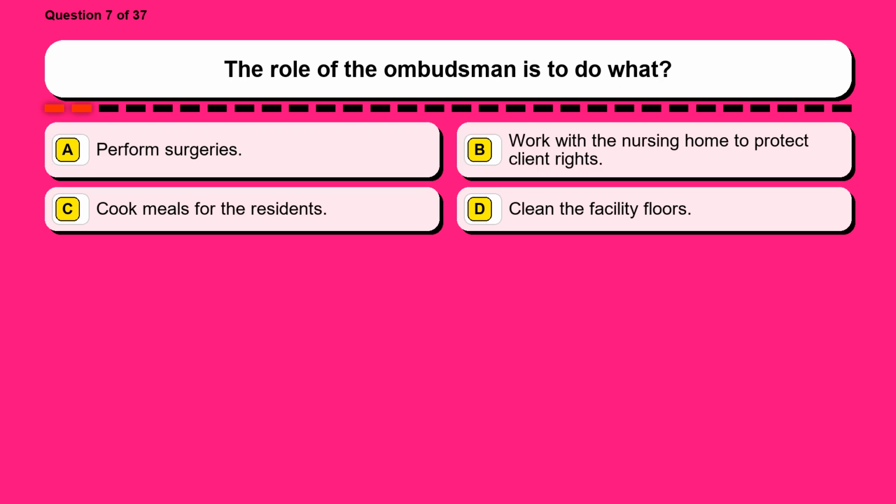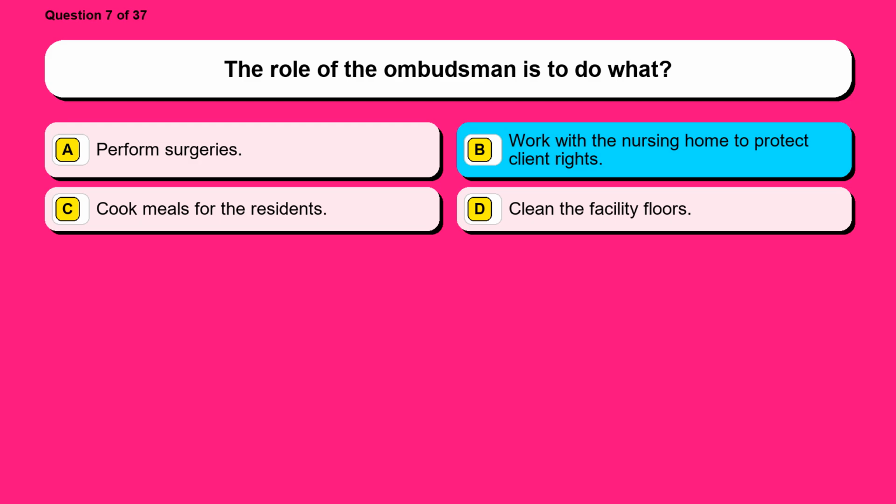Question 7. The role of the ombudsman is to do what? Option A. Perform surgeries. Option B. Work with the nursing home to protect client rights. Option C. Cook meals for the residents. Option D. Clean the facility floors.